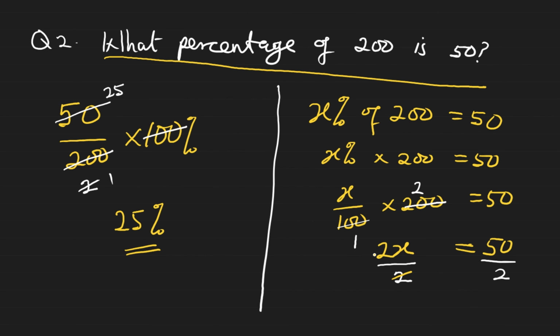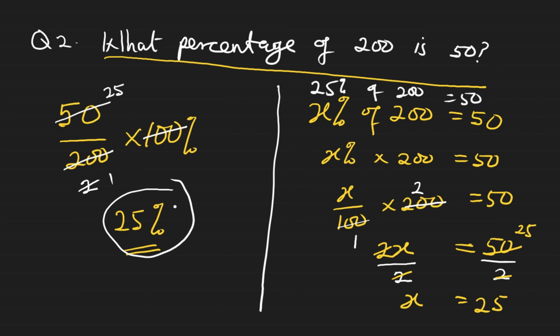This 2 here cancels this 2. This 2 here cancels this 50 25 times. It means my X is 25. Then we go back and answer the question. X percent of 200 is what? 50. So this means 25% of 200 is 50. 25% is our answer.